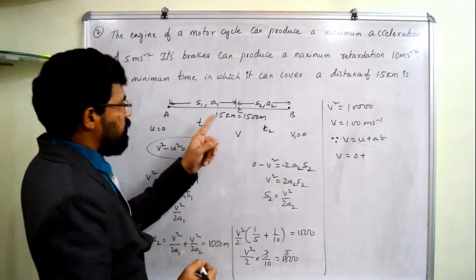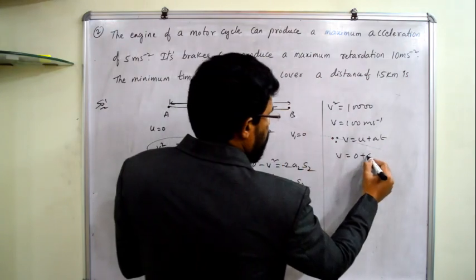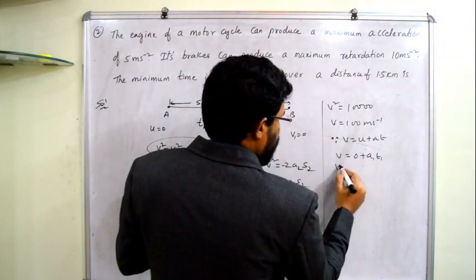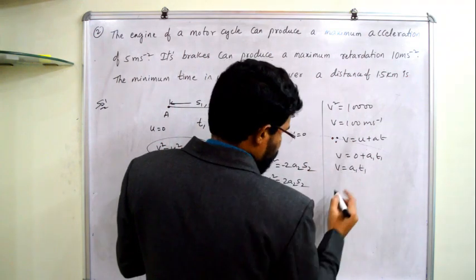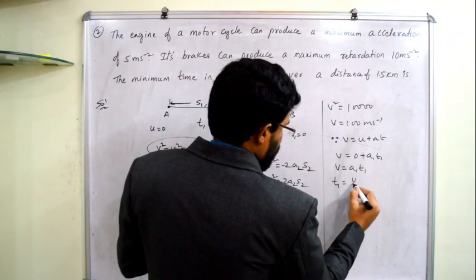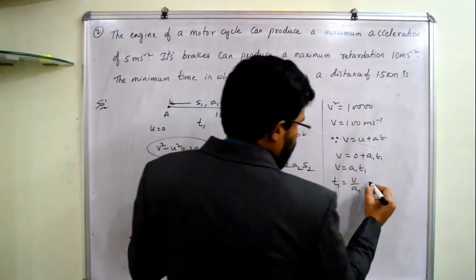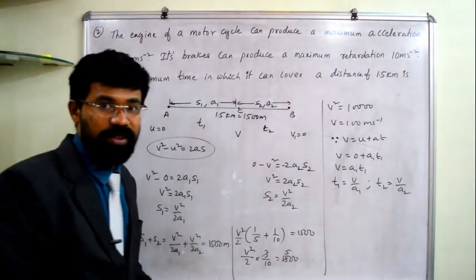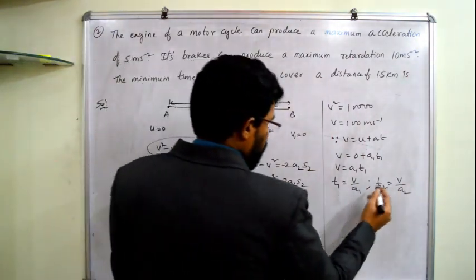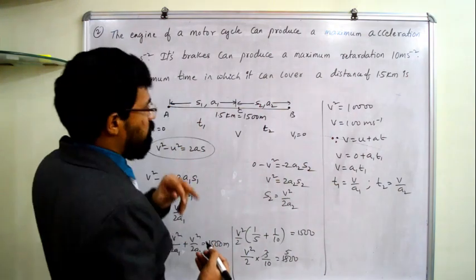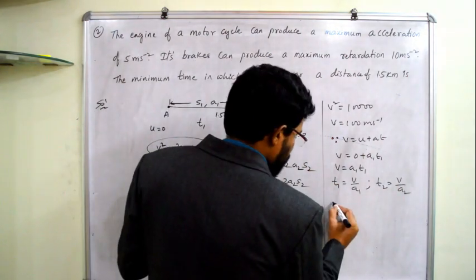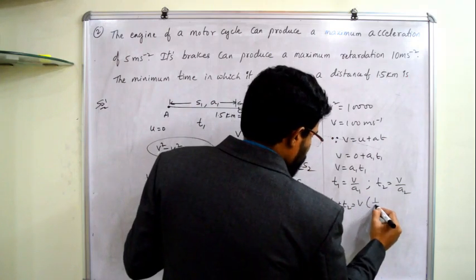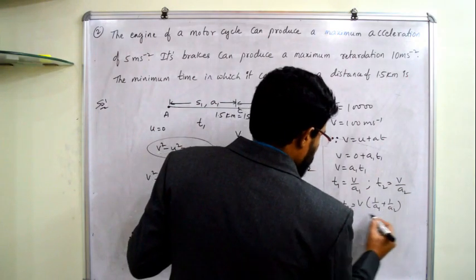First slot in the sense A to C, second slot in the sense C to B. So A1 into the corresponding time, defined as T1. So V is equal to A1 T1. That implies T1 is equal to V by A1. Similarly, T2 can be written as V by A2. So when I add these two, I will get the required answer, the minimum time that he is talking about. T1 plus T2 is equal to V of 1 by A1 plus 1 by A2. V is how much?